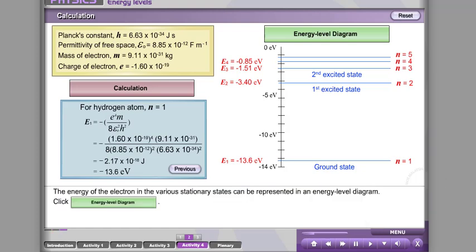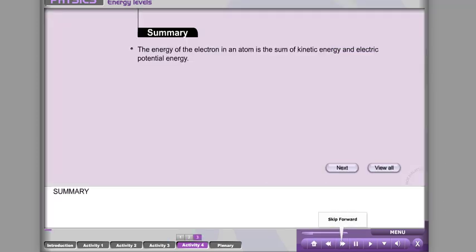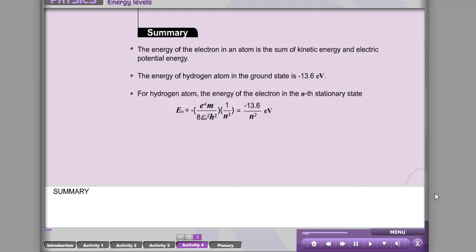The energy of the electron in the various stationary states can be represented in an energy level diagram. Click the energy level diagram button. Summary. The energy of the electron in an atom is the sum of its kinetic energy and electric potential energy. The energy of hydrogen atom in the ground state is minus 13.6 electron volt. For hydrogen atom, the energy of the electron in the nth stationary state is given by En.